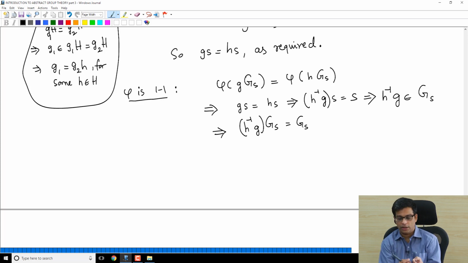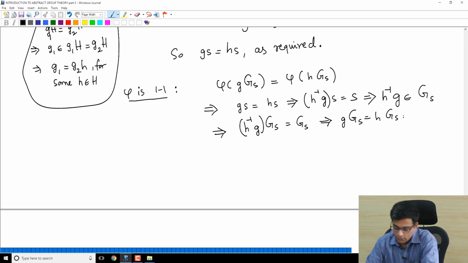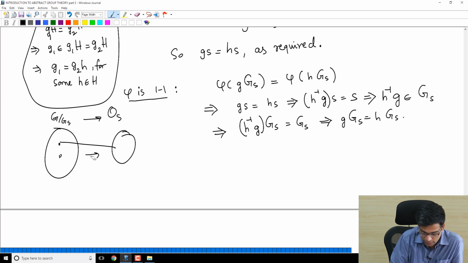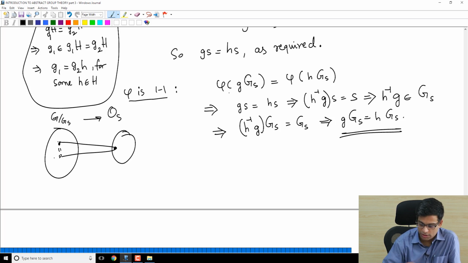Remember that if you have an element in the group, the left coset determined by that element is the identity left coset. So h inverse g GS is equal to GS. But this means gGS equals hGS, right? So we have a function from G mod GS to the orbit of S. If two things map to the same thing, we are saying that they are equal. So this is one-one. If gGS and hGS map to the same element, namely phi gGS is equal to phi hGS, we concluded that gGS is equal to hGS. So phi is one-one.